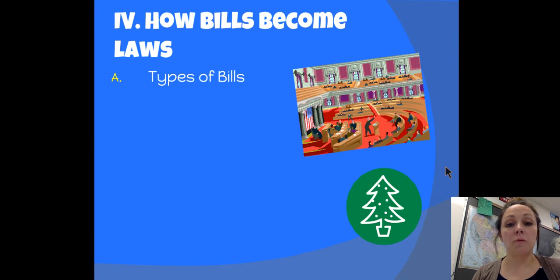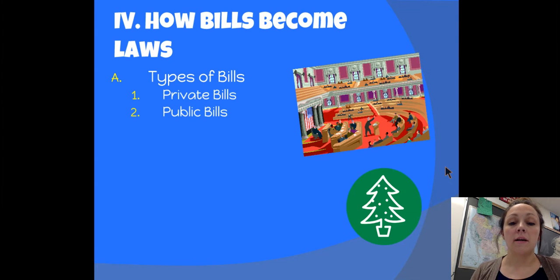Before we get to the actual process, I want to talk to you about two different types of bills that Congress passes. Congress can either pass a private bill or a public bill, and a private bill is just like its name sounds. A private bill is one that affects a certain group of people or a specific individual or a specific place. A public bill obviously will affect the general public, and most of the time Congress will pass a public bill, okay?